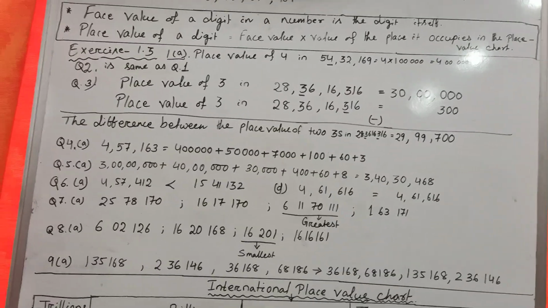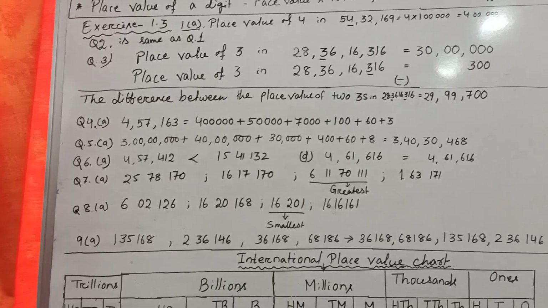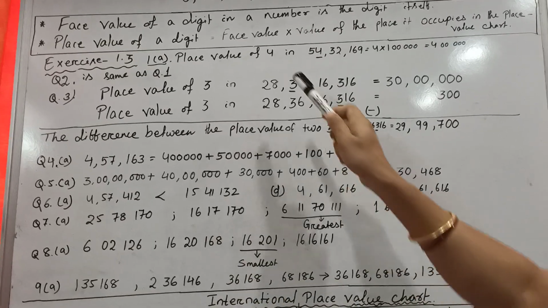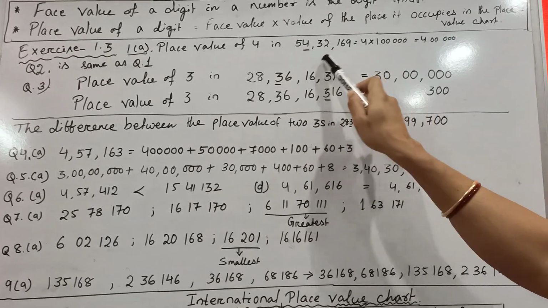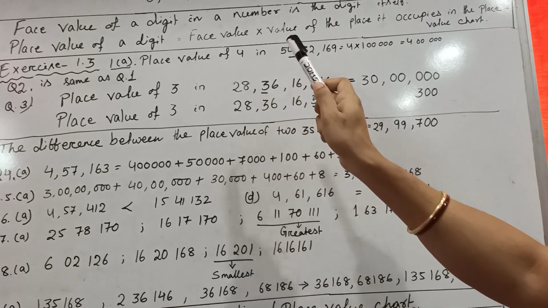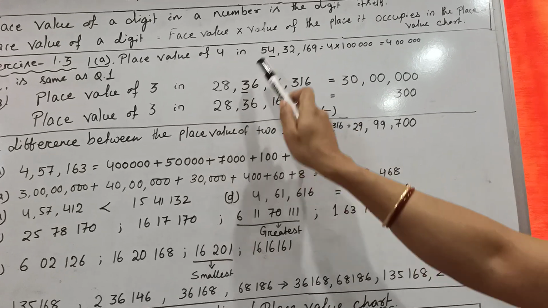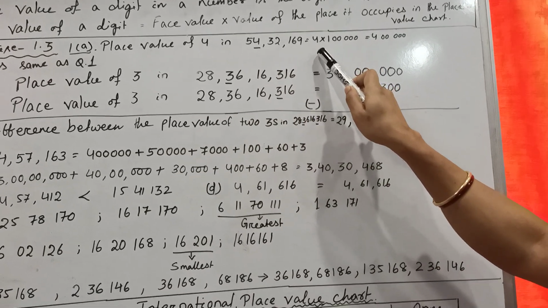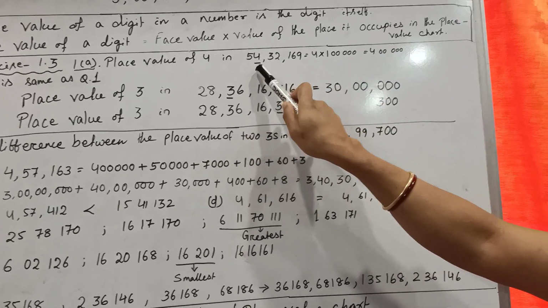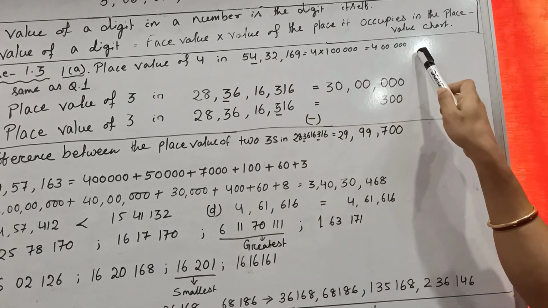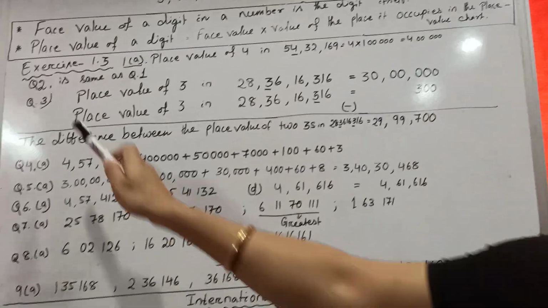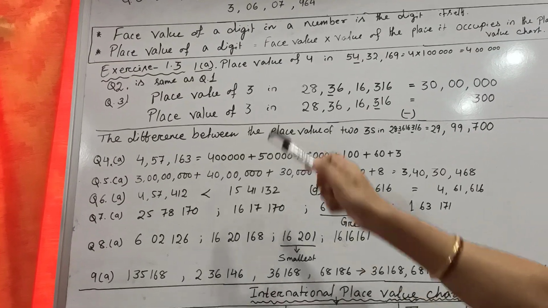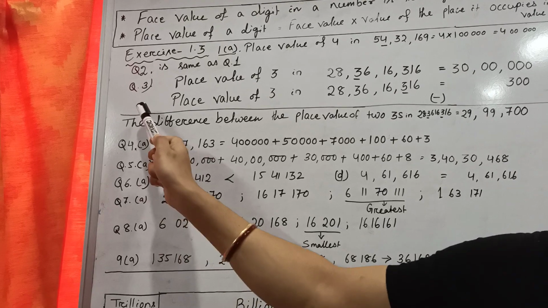In exercise 1.3, question number 1, it is given, find the place value of 4 in 54,32,169. What is the place value of 4? 4 is present in which place? Lakh place. So 4 into 1 lakh is 4 lakh. Place value of 4 is 4 lakh. Question number 2 is the same as question number 1. Here also you have to find the place value. So this is the same.